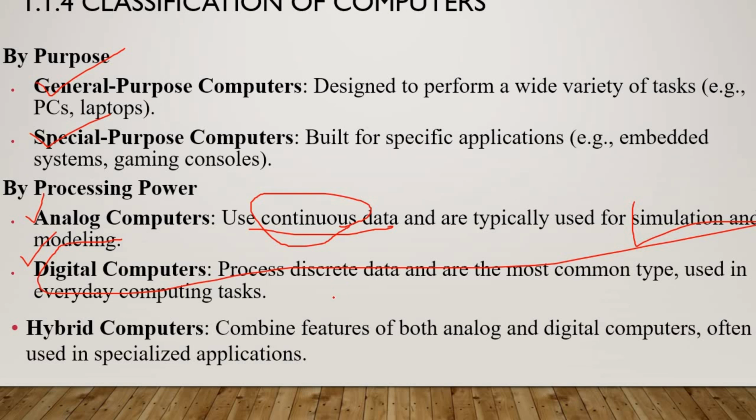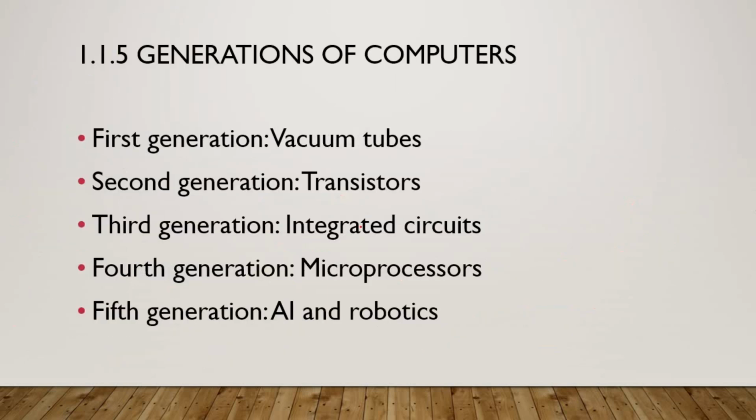Digital computers process discrete data, like the binary that we have discussed. The primary language of a computer system is binary data, which is 0 and 1. Such data are called digital data, and the computers that process digital data are digital computers. Hybrid computers are computers that combine features of both analog and digital data.